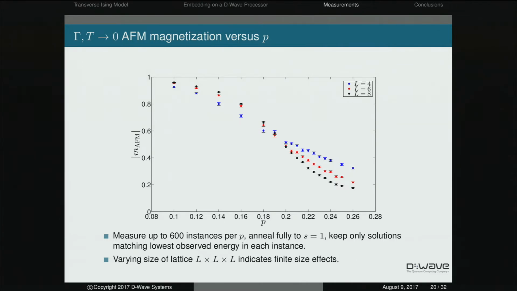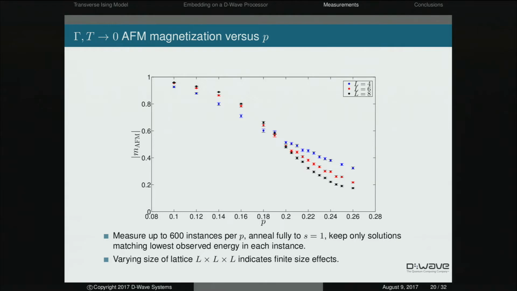So what you see here are 3 sets of data. The 3 different colors are for 3 different system sizes. I made a 4x4x4 cube, a 6x6x6 cube, and an 8x8x8 cube. The reason I'm doing this is because the experts who work in this field will tell you you need to be very aware of finite size effects, so this is one way to help me tease those out.